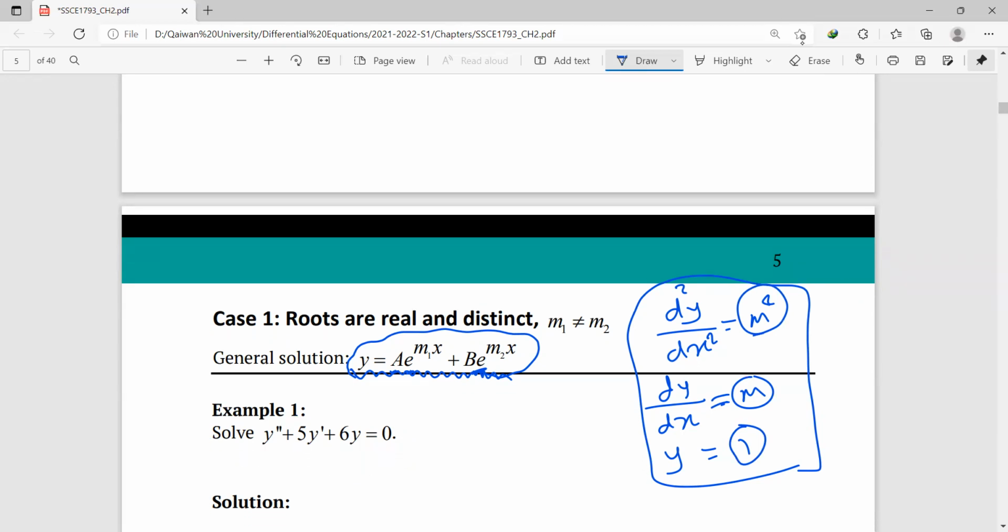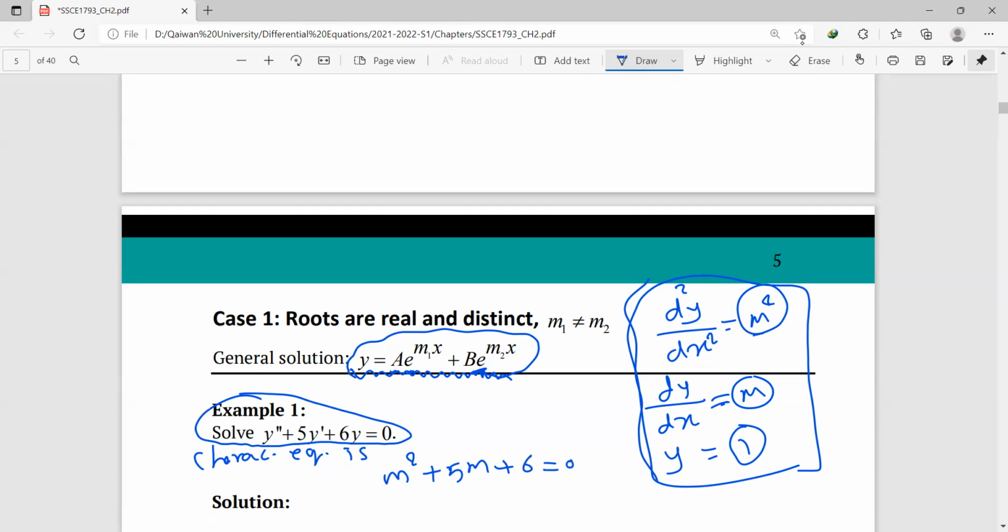So first here, we write down the characteristic equation. What's the characteristic equation for this differential equation? Just replace these three things here. It's m squared... equals 0. This is the characteristic equation.